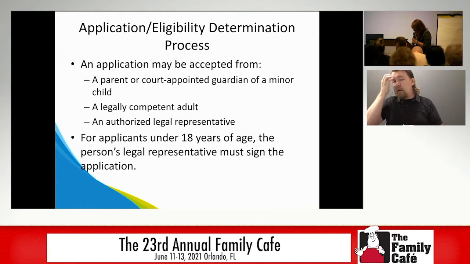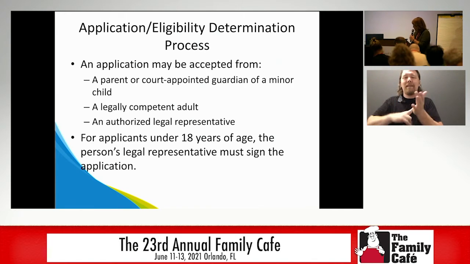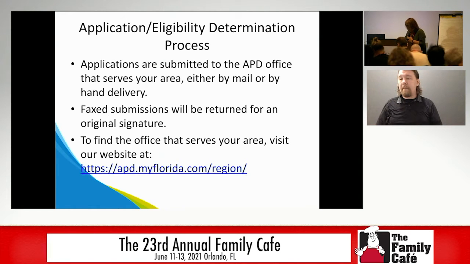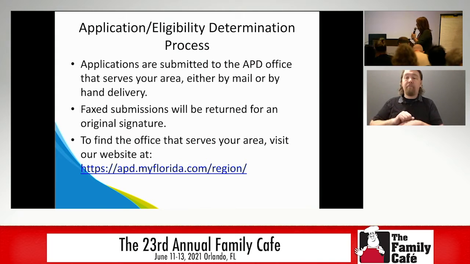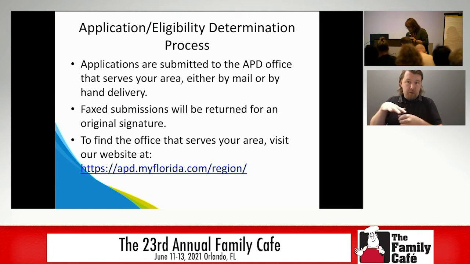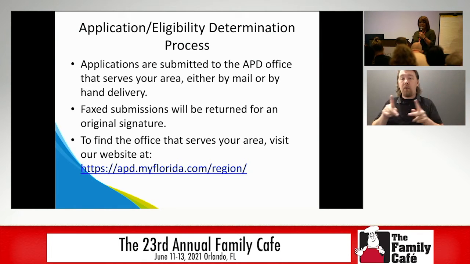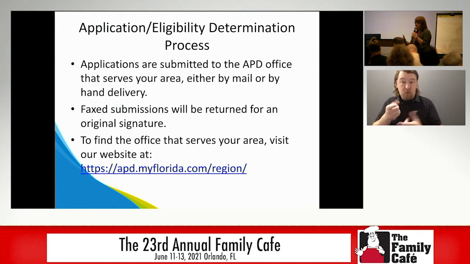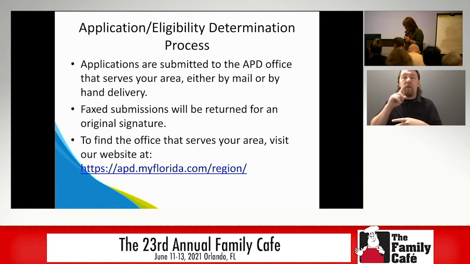For applicants under the age of 18, the person's legal representative must sign the application for them. Applications are submitted to the APD regional office that serves the area where you reside. And these applications are good for services from the Agency for Persons with Disabilities, as well as if you wish to apply to go into an intermediate care facility for individuals with intellectual and developmental disabilities.